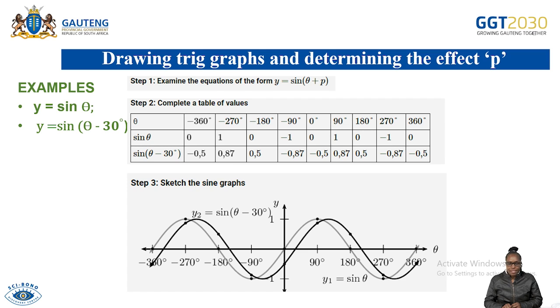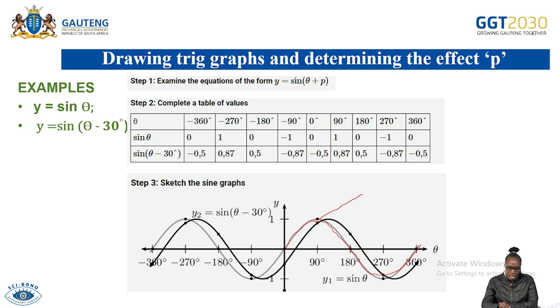Okay, let us look at the examples that I have made for you. You can see I have drawn the parent graph of sine, y equals sine theta, and y equals sine theta minus 30 degrees. The parent graph of y equals sine theta is the gray one. That is my first graph, and it is going like this. That is the parent graph.